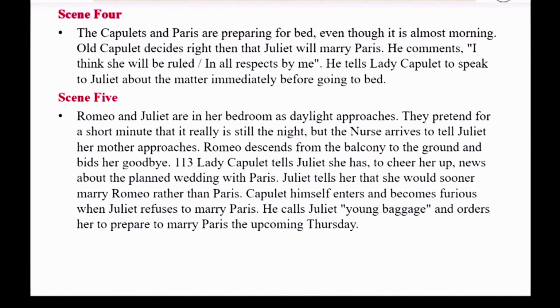Lady Capulet tells Juliet she has news to cheer her up: the planned wedding with Paris. Juliet tells her that she would sooner marry Romeo rather than Paris. Capulet himself enters and becomes furious when Juliet refuses to marry Paris. He calls Juliet young baggage and orders her to prepare to marry Paris the upcoming Thursday.